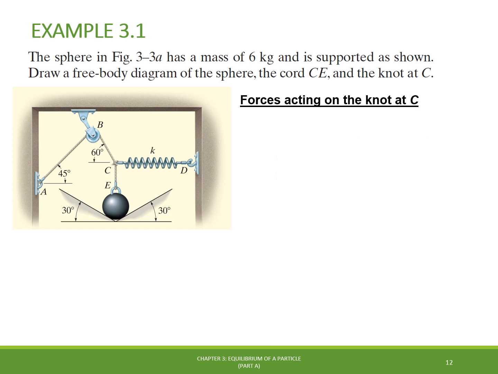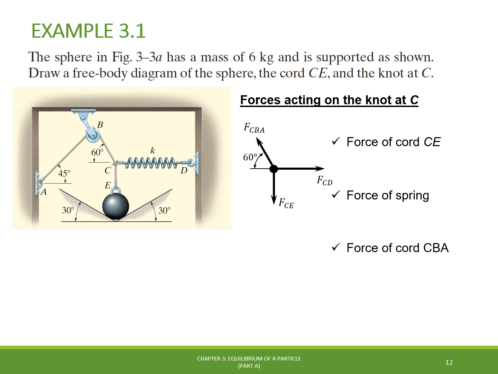For the last element, we have the knot C, which following the same procedure, we find out that it is subject to 3 forces. We have the force of the cord CE acting on the knot, which is a consequence of the weight of the sphere transmitted as a tension load to the cord CE. We have the force of the spring, which can be calculated from the expression involving the stiffness of the spring K and the elongation or compression distance of the spring. And we also have the force of the cord CBA, inclined 60 degrees from the horizontal line, which interacts with the pulley at B and the fixture at A.